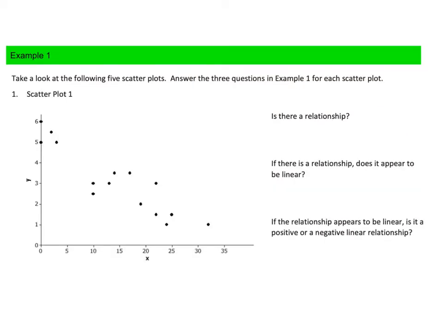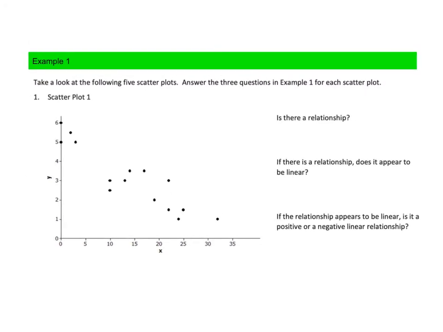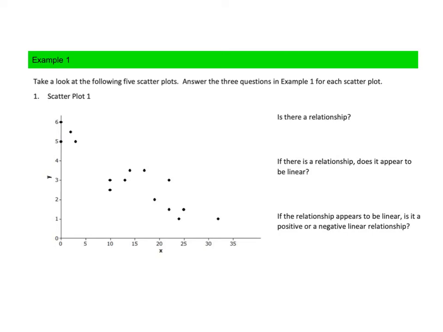All right, so starting with example 1, we're going to ask ourselves these 3 questions and then answer them off to the right. It says, take a look at the following 5 scatter plots and answer the 3 questions. Scatter plot 1. Here we go. So it looks like we have a bunch of little dots here. You can look at our x-axis and our y-axis and see that our numbers increase going left to right and increase going top to bottom.